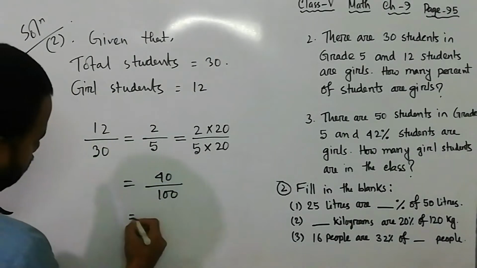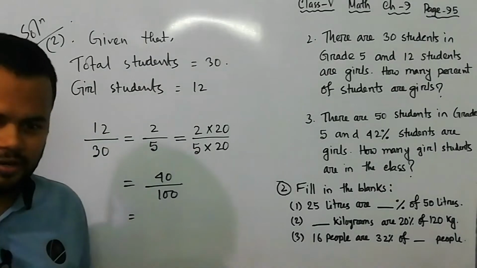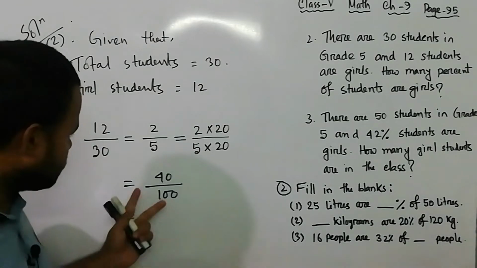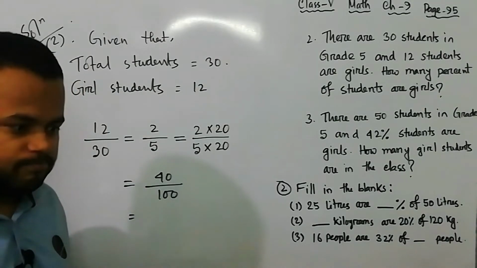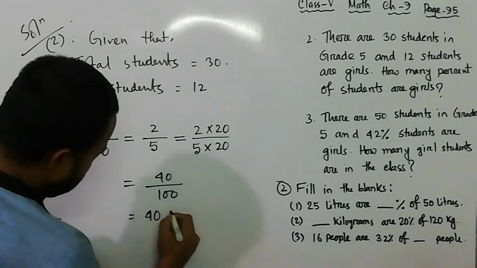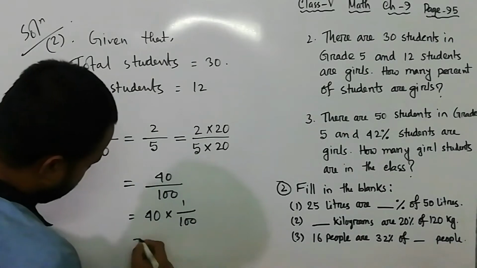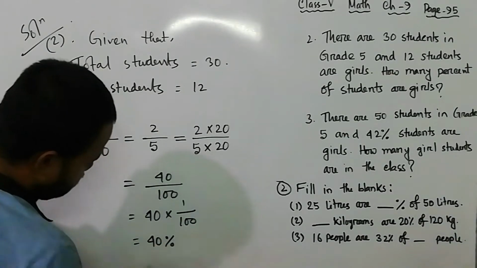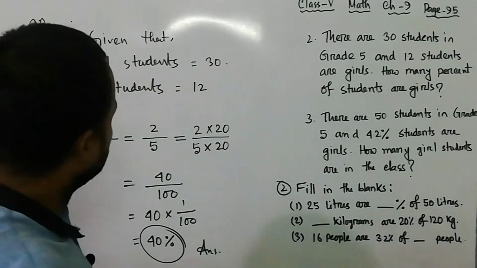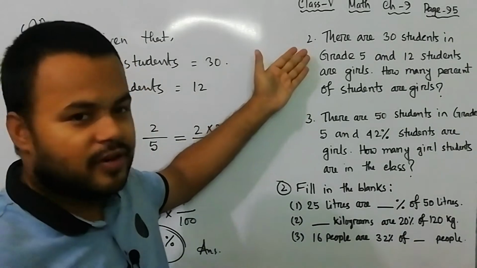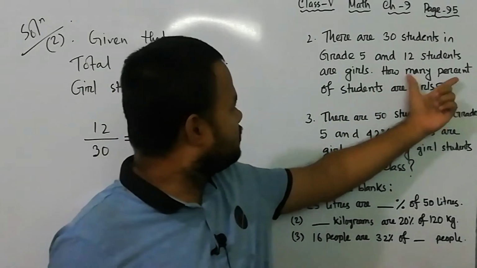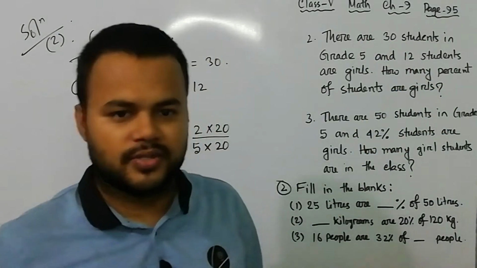Now in our last class we already learned how to express a fraction using the percent symbol. So we have 40 into 1 by 100. That means we have 40%. That is our result. So the answer of question number 2 is 40%. 40% of the students in the class are girls.